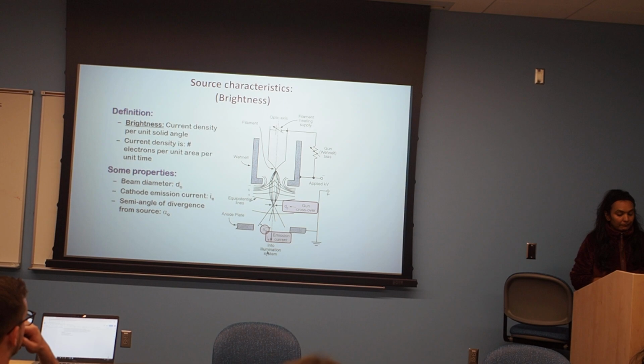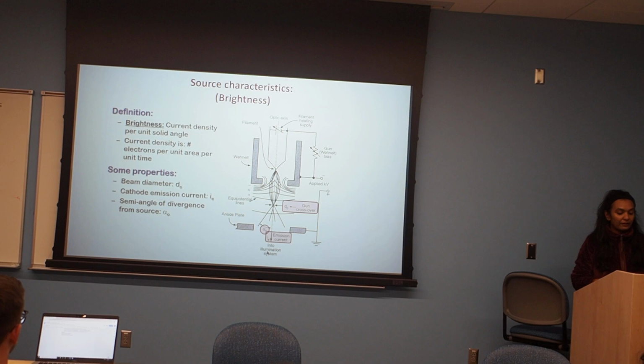Okay, source has different characteristics. What is the brightness? Brightness is current density per unit solid angle. Then there is the current density. It's electrons per unit area, per unit time. Now, there are different properties of the electron beam. And once I take you to the lab, I can ask you to change the brightness. Once you change the brightness, that means you're changing the current density. Right? Then there would be other properties that you can change and play with: the beam diameter, your cathode emission current, and semi-angle of divergence.